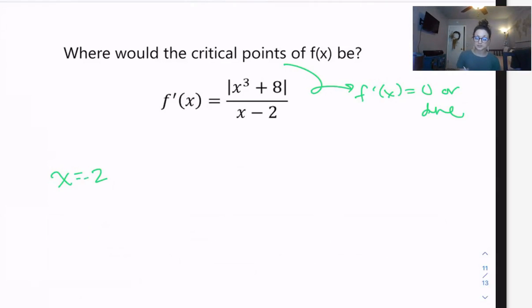Now, take a look at the denominator. What x value would make the denominator 0? There's my +2, right? So those are my 2 critical points. So when you've got a derivative that is a rational function, something over something, make sure you check both numerator and denominator.